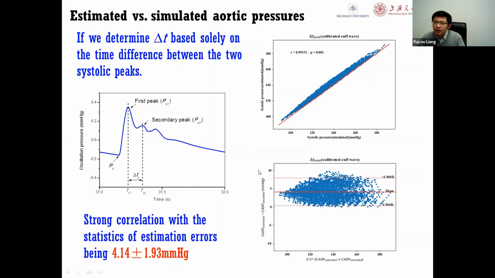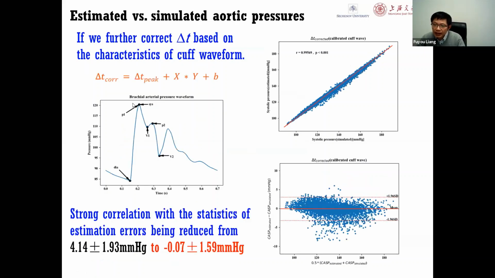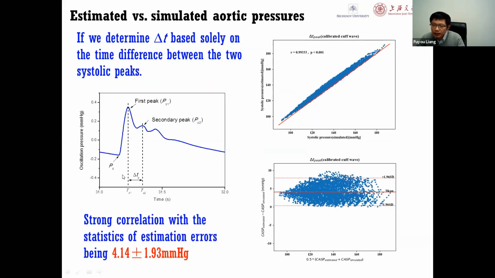So next, you can see here, we estimate the wave transmit time from that TP between the first peak and the second peak. But this third peak TP is sometimes not determined completely by the wave transmit time, because our cardiovascular system is very complicated. Many factors may affect the appearance of the two peaks, right?